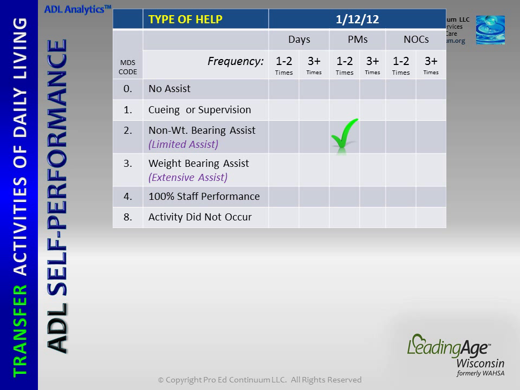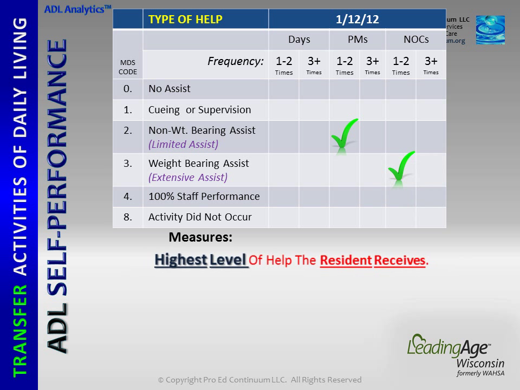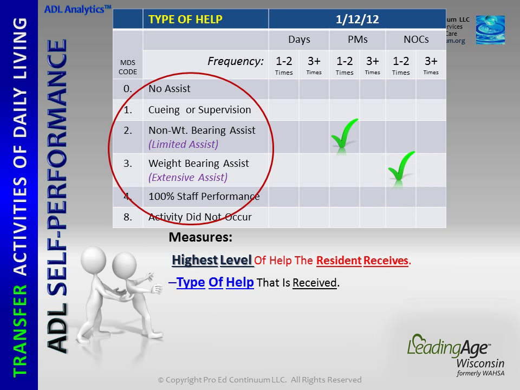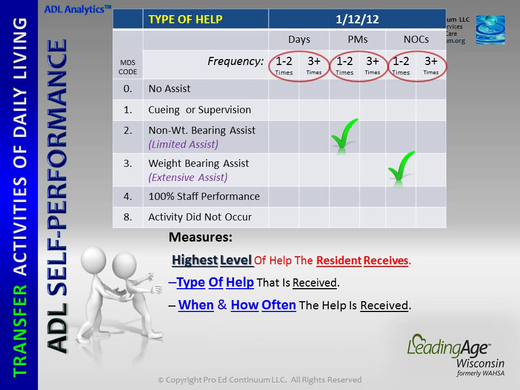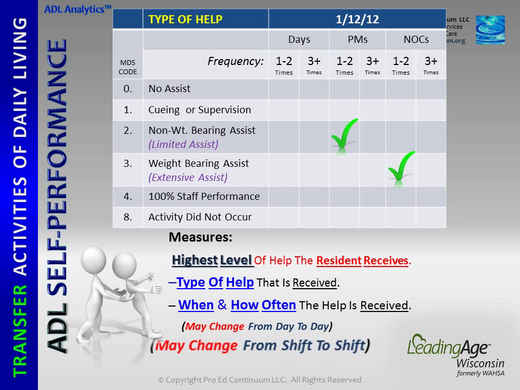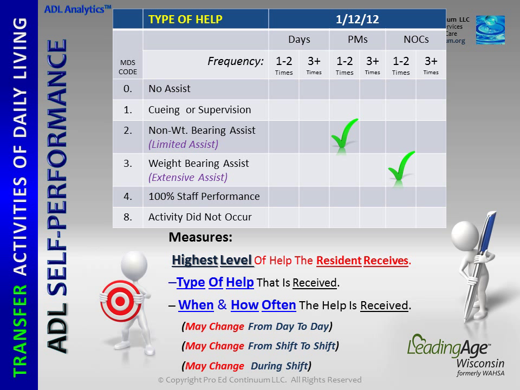In review, self-performance measures the highest level of help a resident receives, indicating the type of help provided, when the help is provided, and how often the help is provided. Remember, this can fluctuate from day to day, from shift to shift, and even throughout your shift. It's important to document the highest level of help a resident receives during your shift.